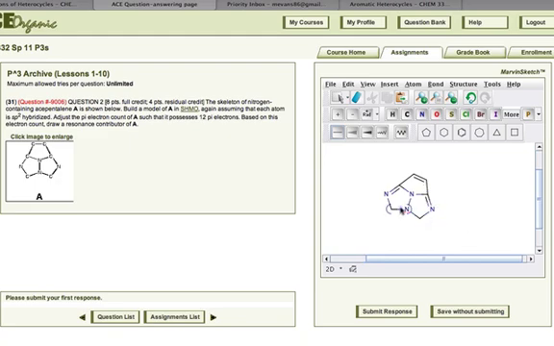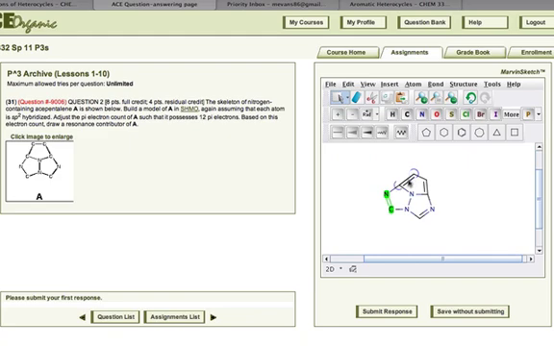But now I've run into trouble because this carbon is not sp2 hybridized, and so I might try shifting double bonds around like so. And now we're at a point where every atom is sp2 hybridized. Now the question then becomes, does the compound have 12 pi electrons?